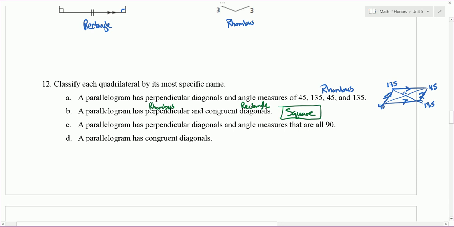Part C, a parallelogram has perpendicular diagonals, so it's a rhombus, and angle measures are all 90, so it's a rectangle. So a rhombus and a rectangle give us a square again.